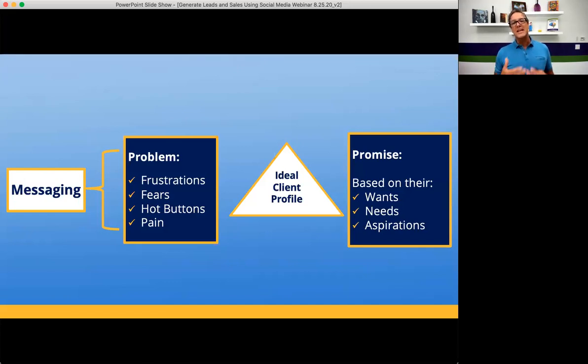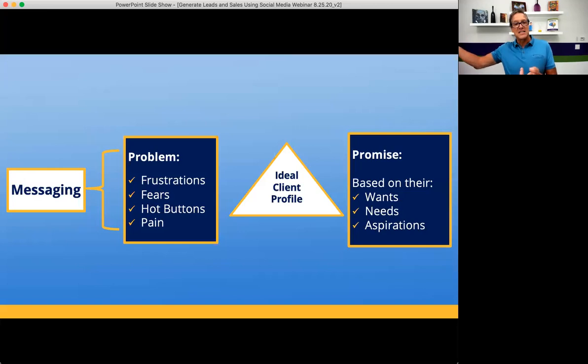Whenever we're looking at creating messages, what we want to do is understand what they're experiencing right now. We want to meet them there. All right, there's a specific client for that. And then we want to show them how our product or service can help them with what they want, what they need, or what they aspire to have. And so your messaging needs to take into consideration that you meet them where they are, and then you help them along a process.